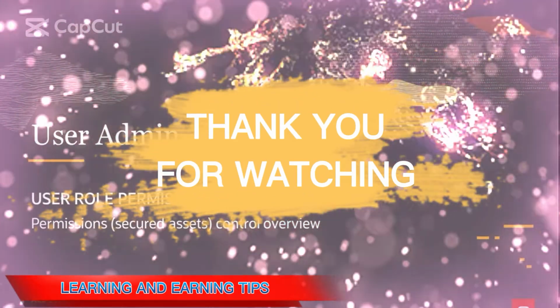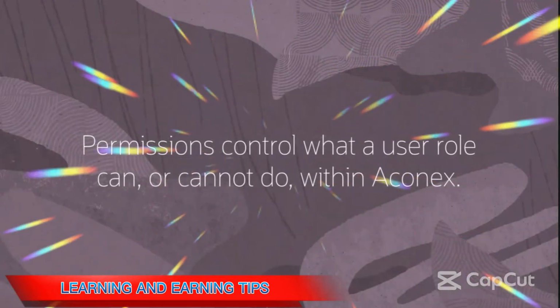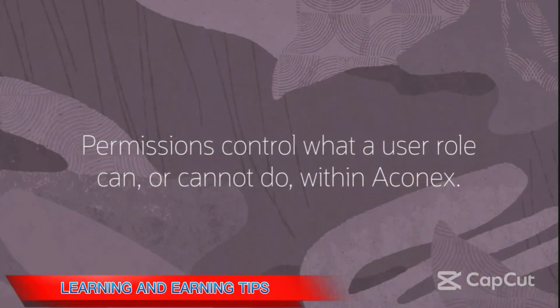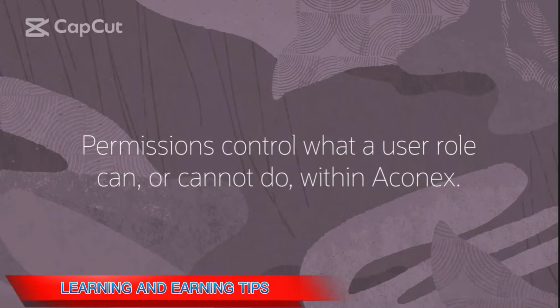To understand how we manage roles in Aconex, we should first discuss permissions. Permissions control what a user can or cannot do within Aconex as a whole or within a specific project. Most permissions are essentially functions and features. Depending on which permissions are switched on or off will determine what that role can or cannot use.